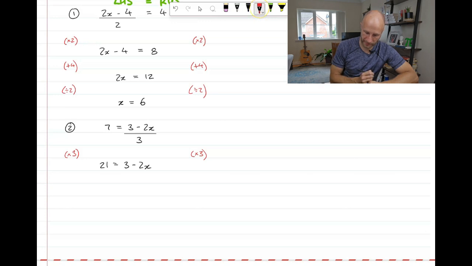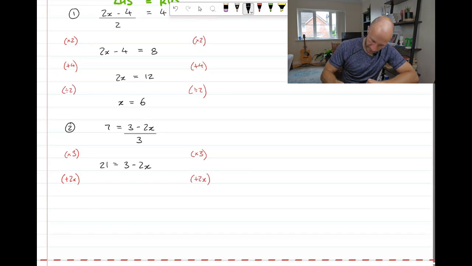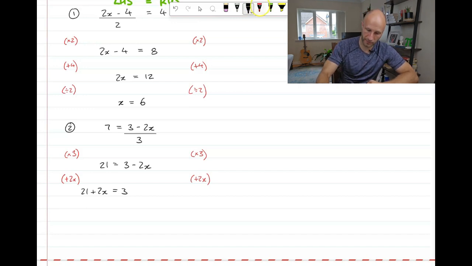And then I can deal with this however I see fit. You might want to get the x's positive by adding 2x. You might be able to do it with a negative x, that's fine, but I'm going to add 2x to both sides to get the x's positive. That's what I've done in previous videos. So we'll have 21 plus 2x equals 3. Add 2x to the right to get rid of the minus 2x. Got to add it to the left as well.